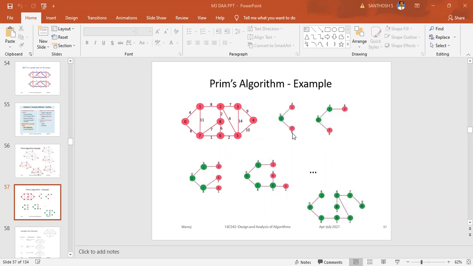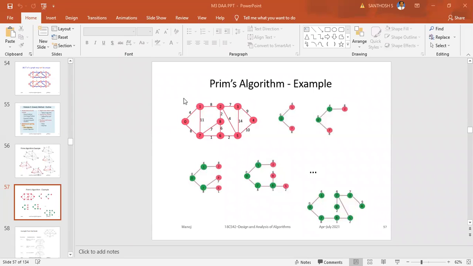In that, which is the minimum one you are having? From 0 to 1 is 4, 0 to 7 is 8. So the minimum is 4. That's why you can tell it is 0 to 1. Pink means not visited, and 1 means visited. From 0 to 1, here you have not considered anything else, but here we have considered the path 0 to 1 as the minimum one, taken as 4.